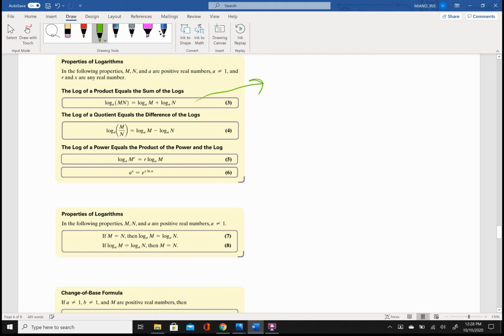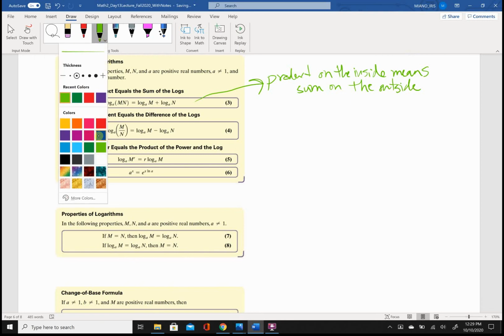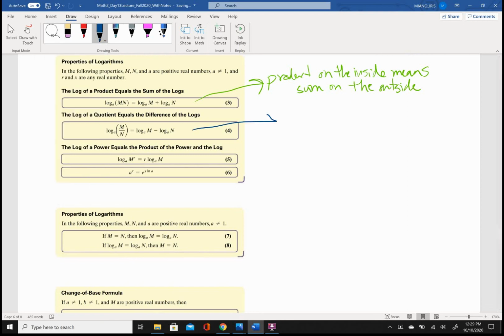If it's a product on the inside, it's a sum on the outside. That's the thing that helps me remember this. Product on the inside means sum on the outside, and vice versa. It goes both ways. You can guess how my mantra goes for the next one. Do this dark blue. Quotient on the inside means difference on the outside.